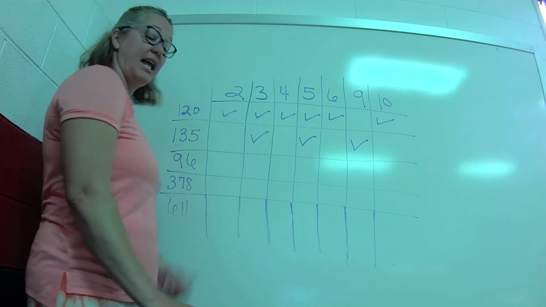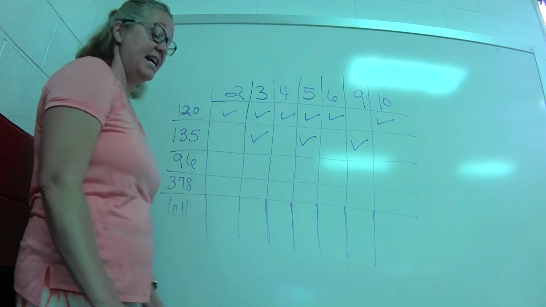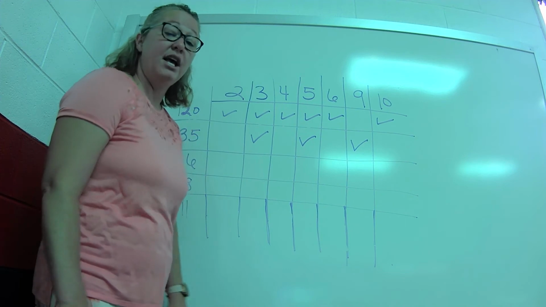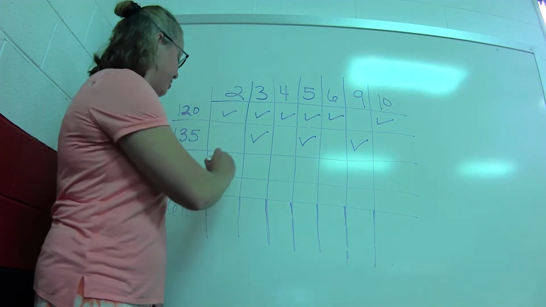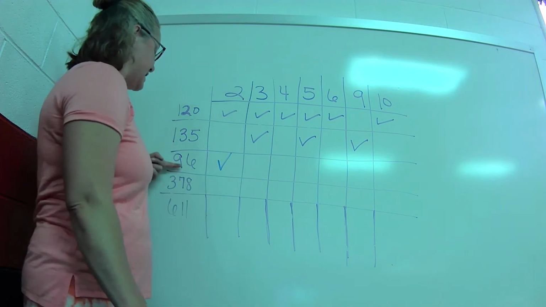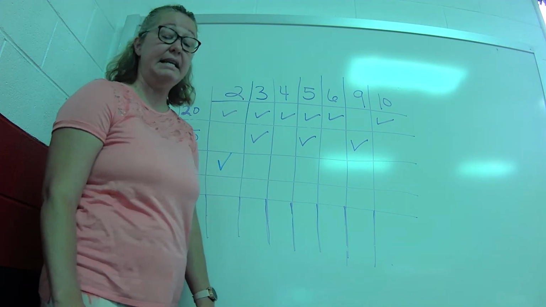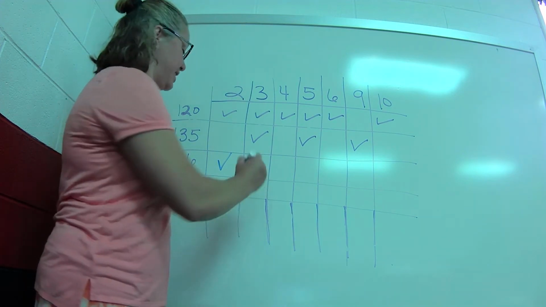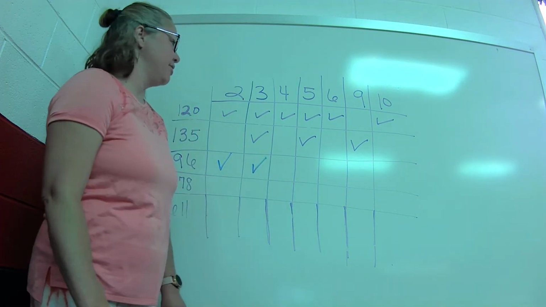Now I gave you 96 and 378. I did say they were both even numbers, and because they're even numbers, they will be divisible by 2. So let's start with 2. If we add 9 and 6, we get 15, and 3 does go into 15, so it's divisible by 3.